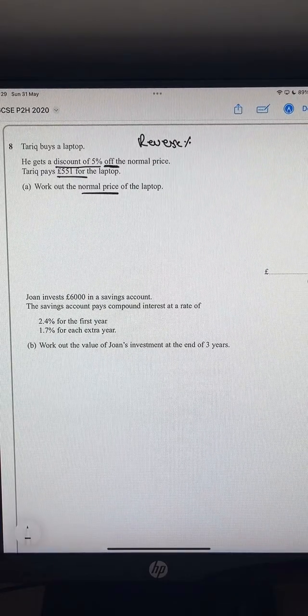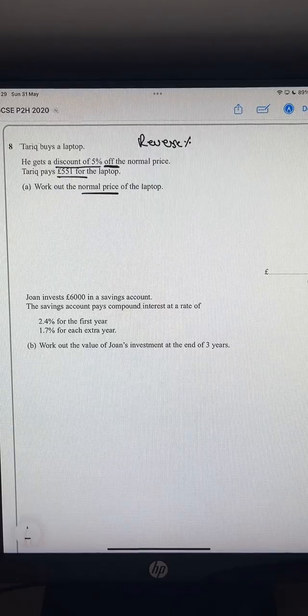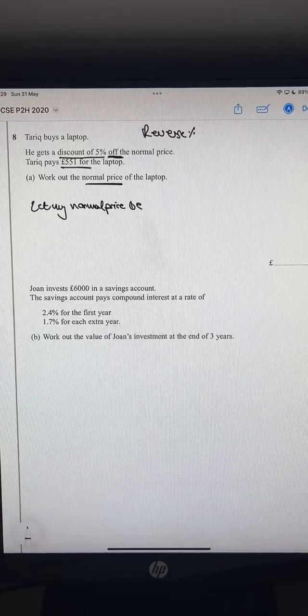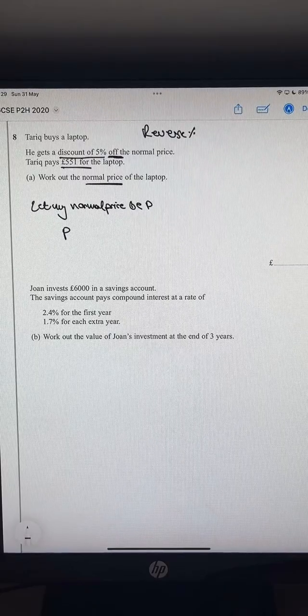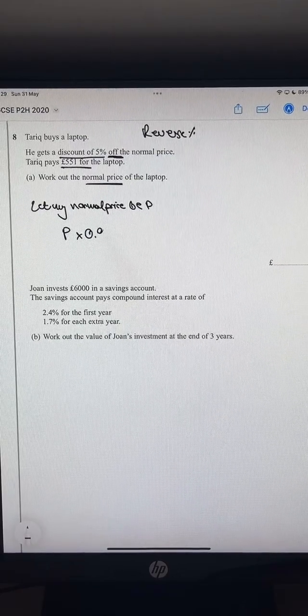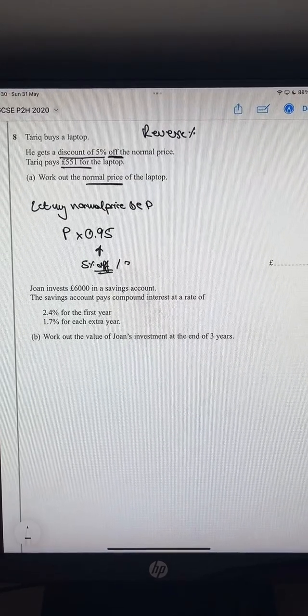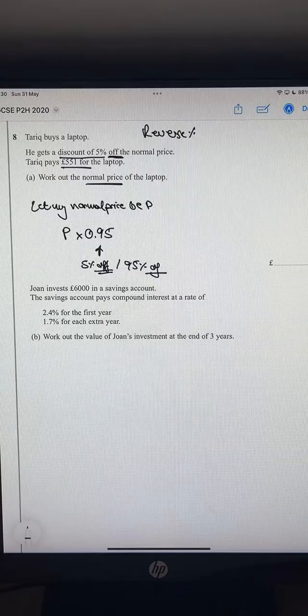What I like to do with these type of questions is I reverse the reverse percentage. I do it as if I'm just doing a normal percentage. So let my normal price be the letter P. So I've got P, and I have a 5% discount on it. So 5% off that number is multiplying it by 0.95 because that's my discount, that's my decrease multiplier. You have 1, and then you take away 5% as a decimal, which is 0.05, and you get 0.95. So this is 5% off, or 95% of. And the difference between off and of, I'm trying to make it clear.